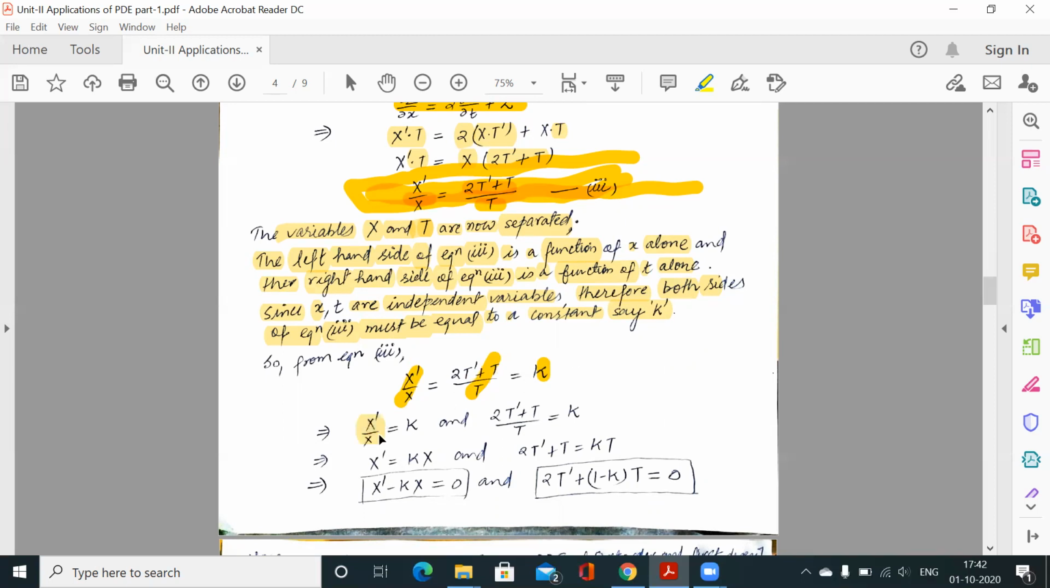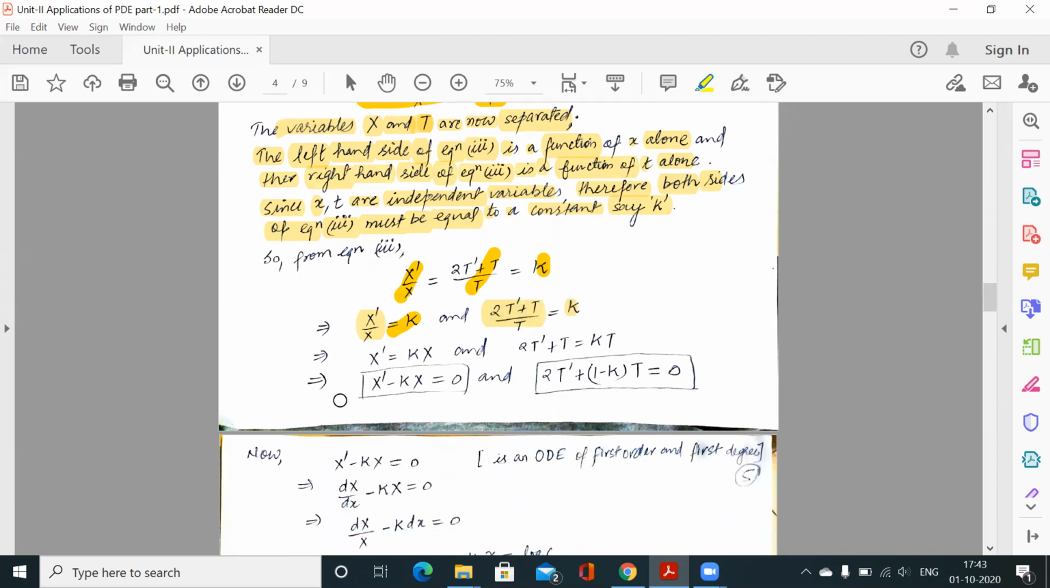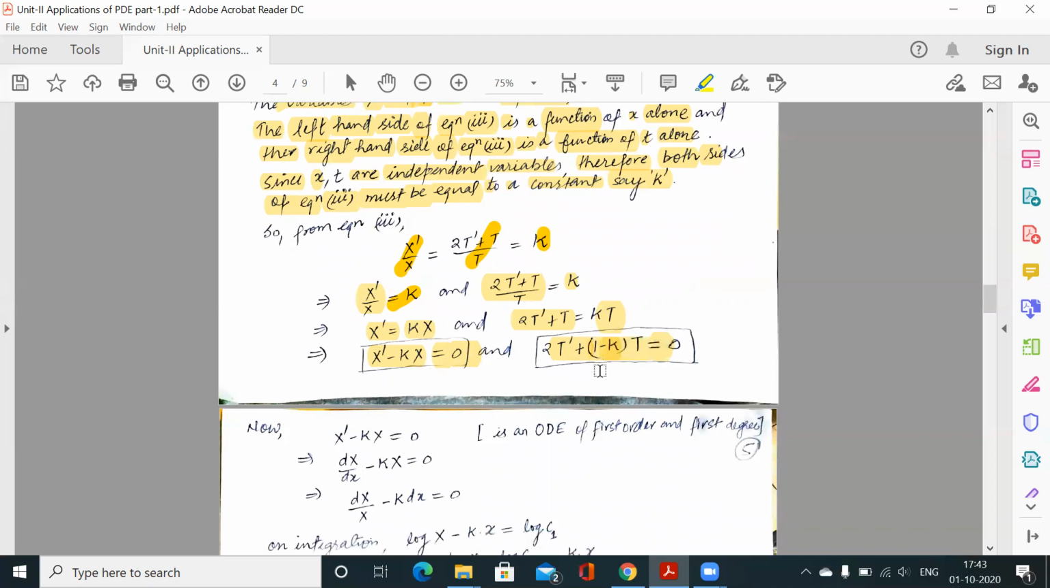So first, X dash over X is equal to k, and second, (2T dash plus T) over T is equal to k. Now these are two differential equations. If you simplify this, what we get is X dash is equal to kX, so X dash minus kX is equal to 0. Similarly the second one, 2T dash plus T is equal to kT, so 2T dash plus (1 minus k) T is equal to 0, where t is common.